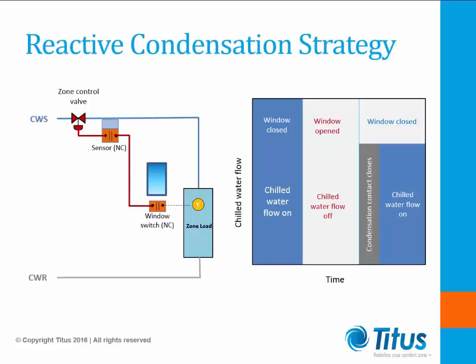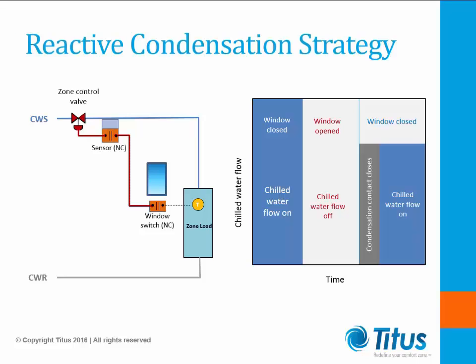Now we'll touch base on a couple of different condensation control strategies. There are two basic approaches: the reactive strategy, which we'll address first, and then the proactive strategy, which is a little more common. Looking at the reactive control strategy here, it involves the use of a window switch or a door sensor when operable doors and windows are in the space, and also a moisture sensor that's installed on the chilled water supply line of the beam itself.